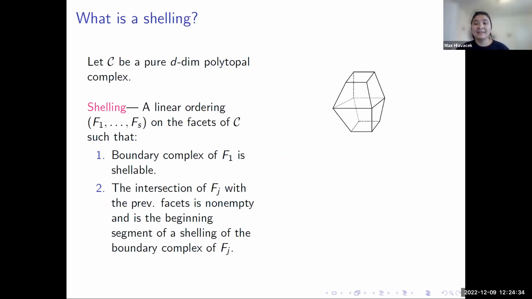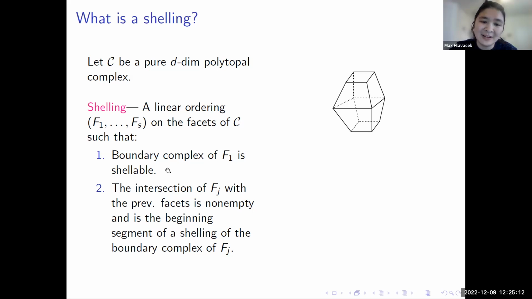Okay, so the first question here is, what is a shelling? We start with a polytope and we're looking at its boundary complex. So we have a bunch of faces, and we are going to look at the highest dimensional faces here. For this specific picture, I think we have 10 facets, which is the word for highest dimensional faces. So we have 10 of these squares.